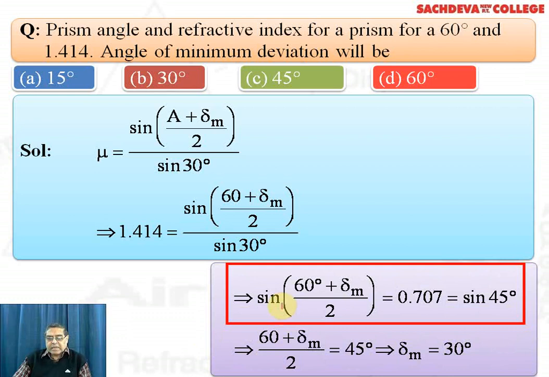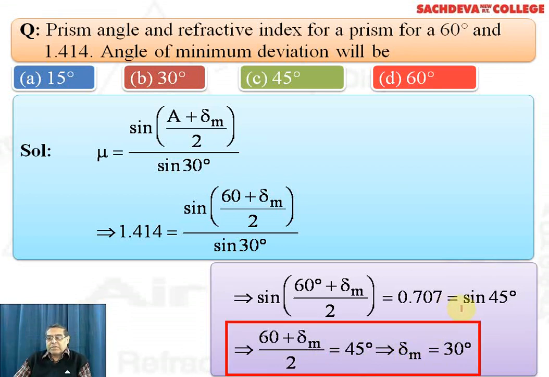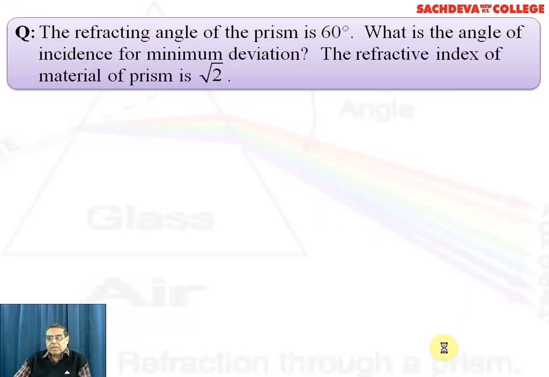After putting in the values, we get 0.707, which is sine 45 degrees, normally 1 over root 2. If we multiply the number by root 2 and divide by root 2, it becomes root 2 over 2. Root 2 can be taken as 1.414, and when divided by 2 it becomes 0.707. So after calculations, we find that delta m comes to be 30 degrees.